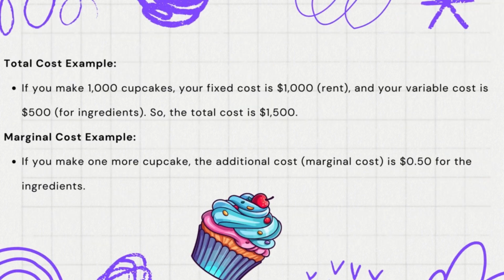Total cost example. If you make 1,000 cupcakes, your fixed cost is $1,000, rent, and your variable cost is $500 for ingredients. So the total cost is $1,500. Marginal cost example. If you make one more cupcake, the additional cost, marginal cost, is 50 cents for the ingredients.